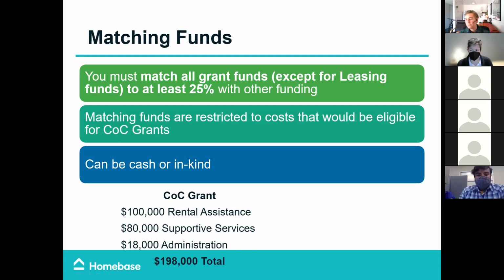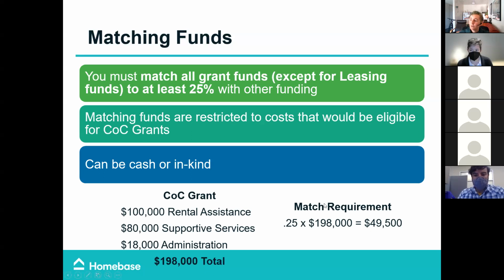So as an example here, if you have a COC grant, you've got rental assistance, supportive services, and admin in your grant, and you have about $198,000 total grant funding. That means that your match requirement you need to meet is 25% times $198,000. And so you would have to be able to find at least $49,500 of match. That is either cash or in-kind services that meet those eligible cost categories.